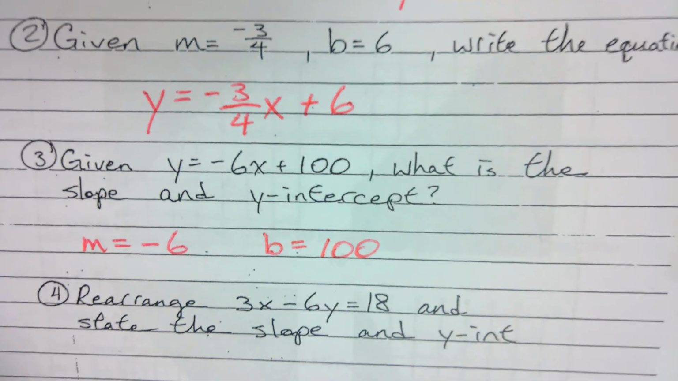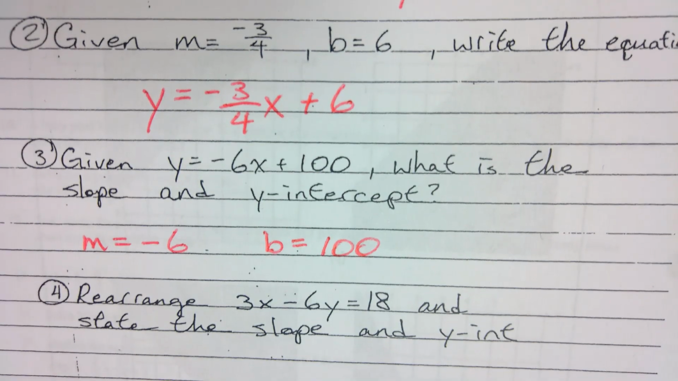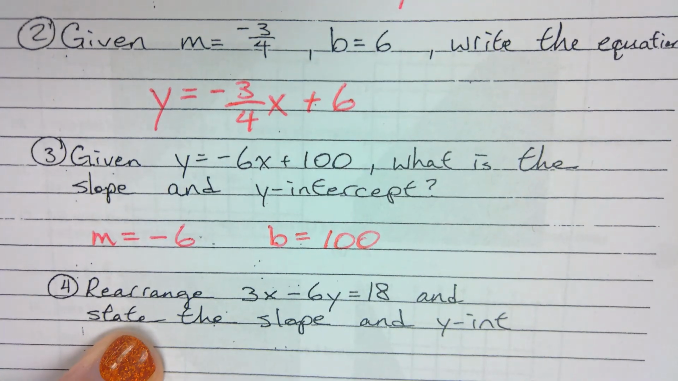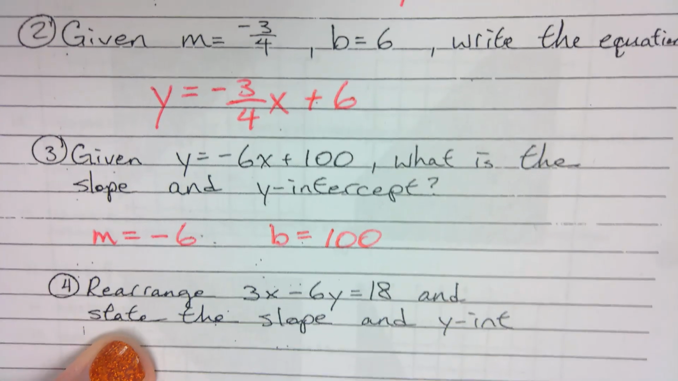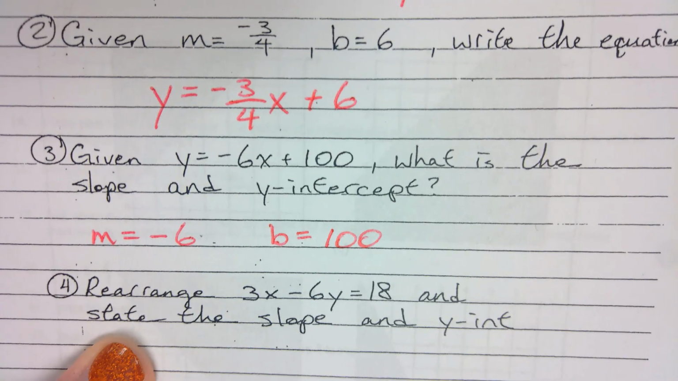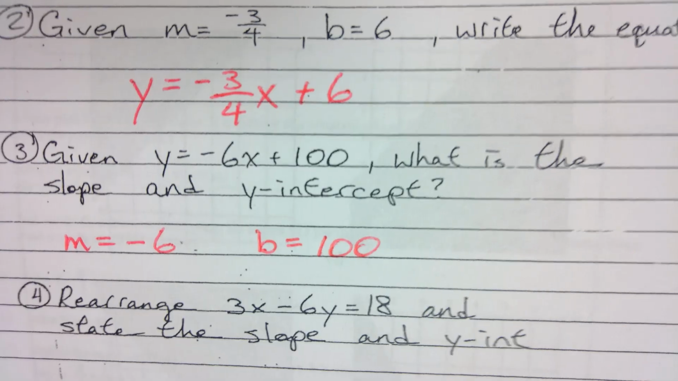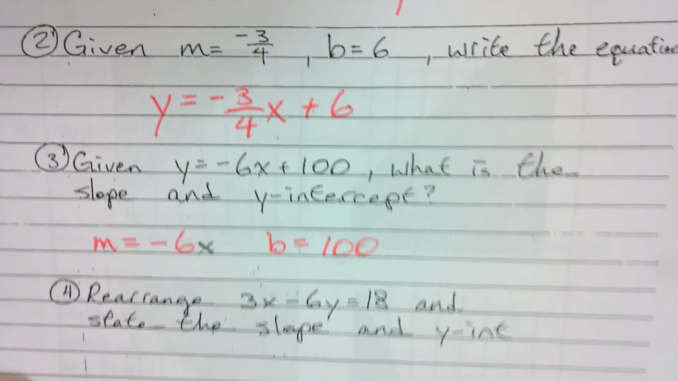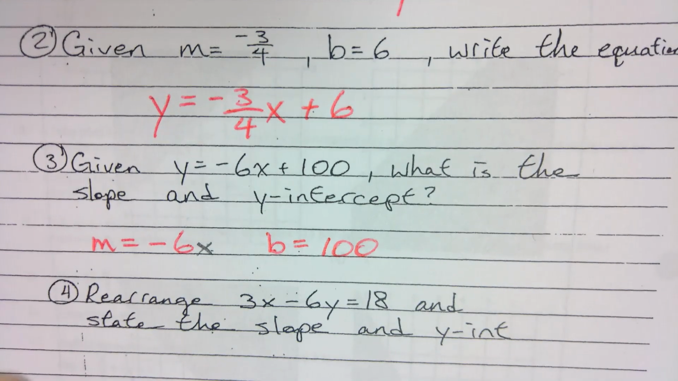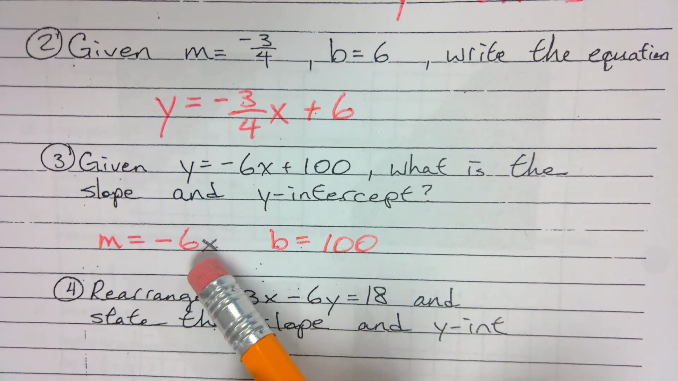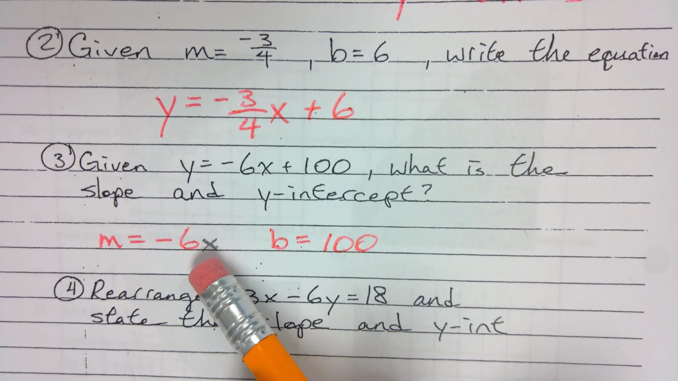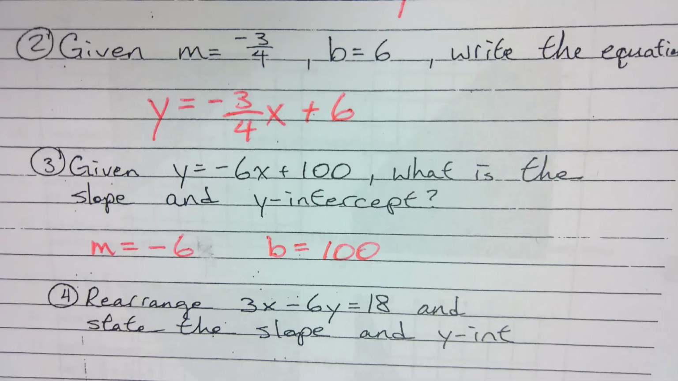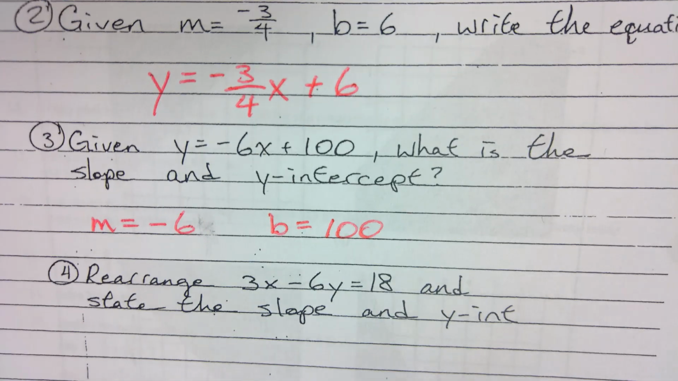A lot of people like to write this, negative 6x. Is that wrong? Yes. Remember, m, your slope, is only the measure of steepness, so we don't say the steepness of the line is 6x. We simply say the steepness of the line is 6 and it's in the negative direction.